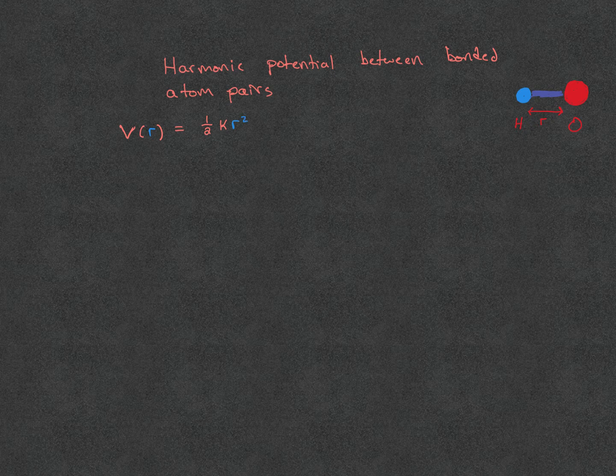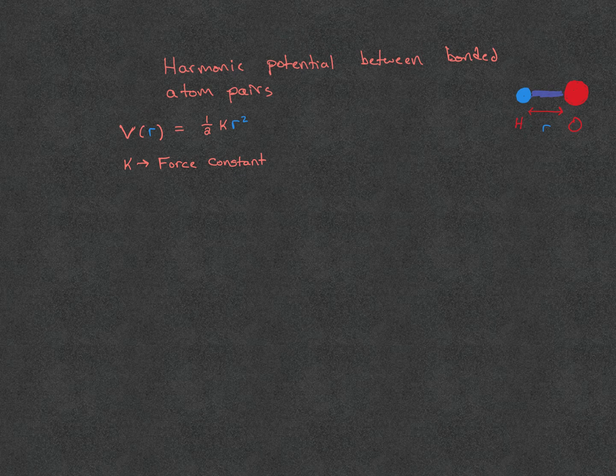Okay, so in this case, the variable is R, the separation. And K is not a variable, K is a constant. It's called the force constant. Why is it called the force constant?